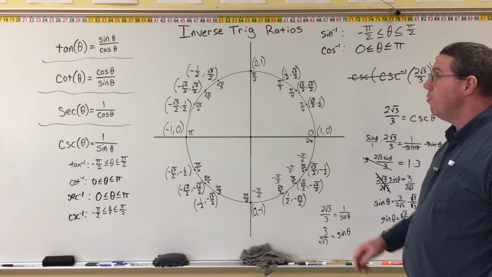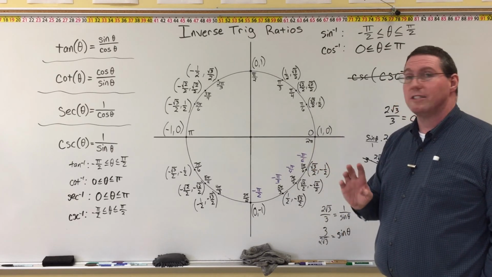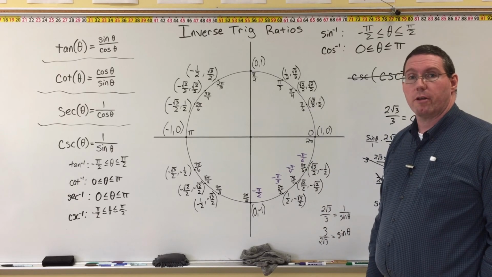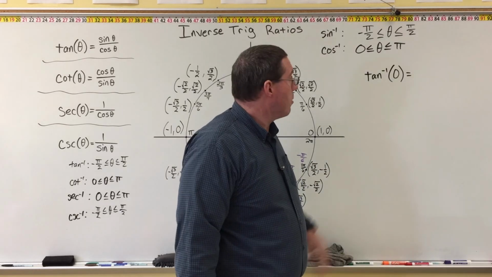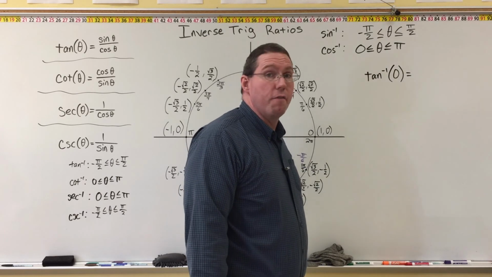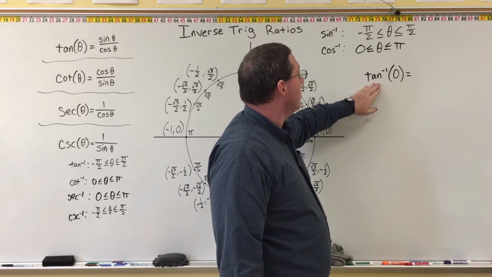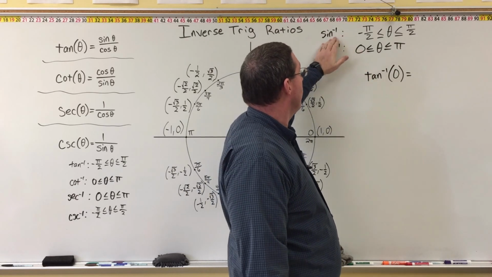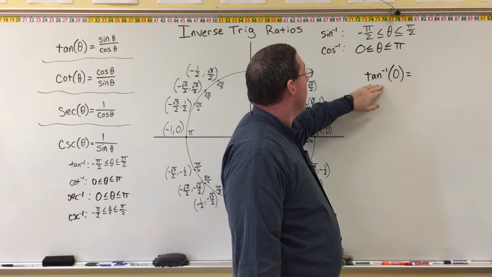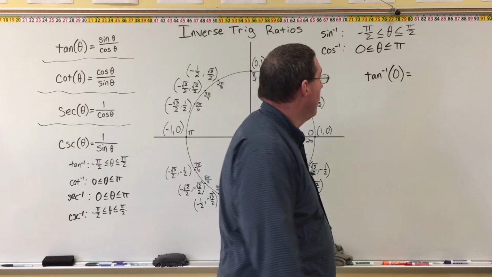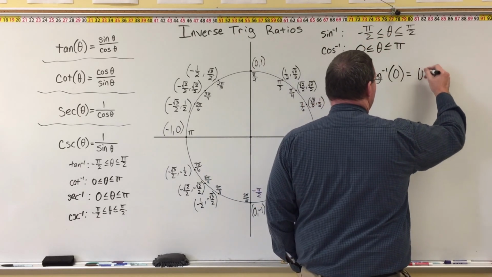Okay. All right, let's do one more. I told you I wanted to do one more tangent inverse problem, and then we'll be done with this particular segment. All right, so let's say we've got tan inverse of 0. Okay. All right, well, we know that tangent uses the sine inverse's restrictions, okay? And so we know that the answer has to be between negative pi over 2 and pi over 2. So we're going to go ahead and put our theta angle in here.